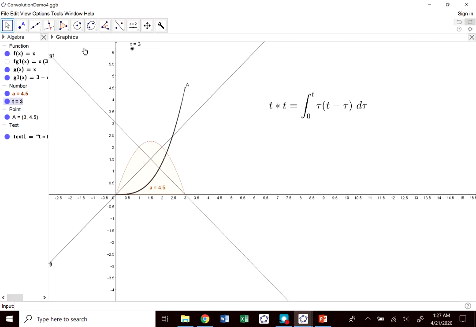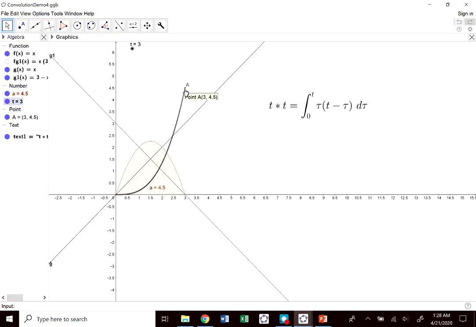That's a parabola. But there's something else we know. If we have tau times 3 minus tau or x times 3 minus x, the roots are 0 and 3, meaning the zeros of that polynomial are 0 and 3. Is that what we see here? Notice how this parabola is cutting at 0 and at 3. Yep. So this parabola is nothing but the tau times t minus tau graph. And we need to figure out the area under the curve, and that tells you what the convolution is at that particular time t.